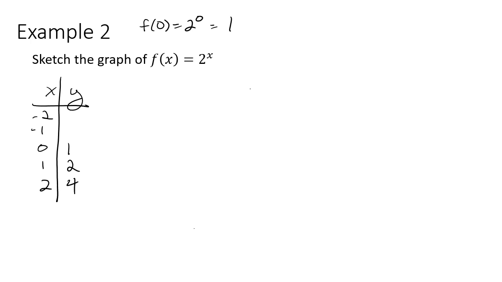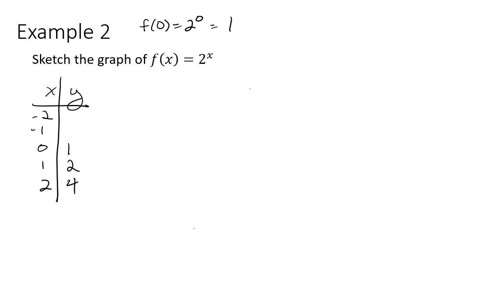If you were to keep going, you would find it doubles every time. So if you plugged in 3, that would be 2 cubed, which would be 8. 2 to the 4th would be 16, so on and so forth. So every time x increases by 1, the y value doubles. This is sometimes called the doubling function because of this behavior.